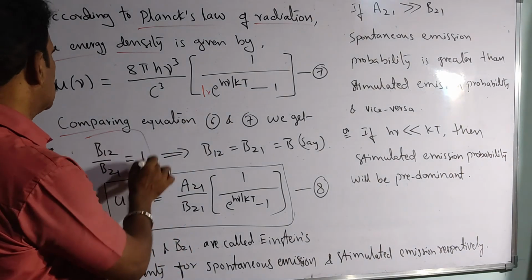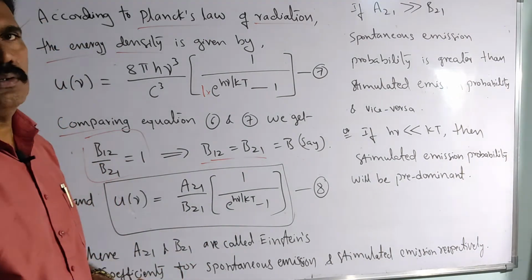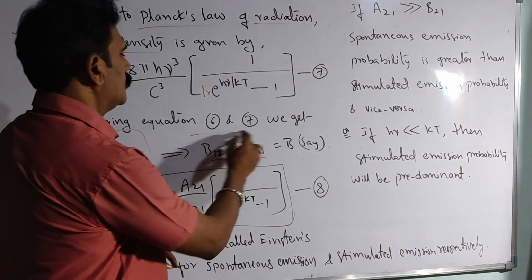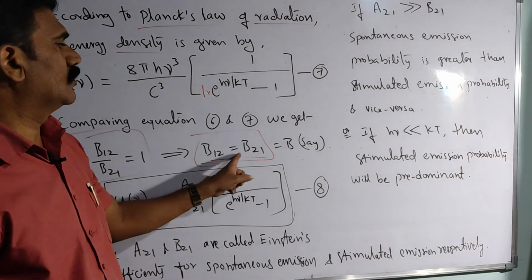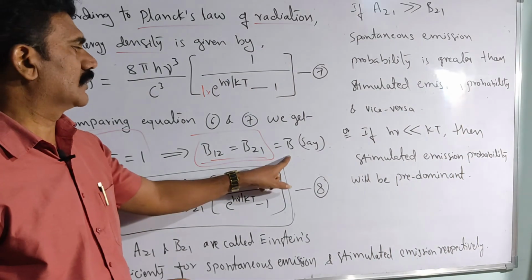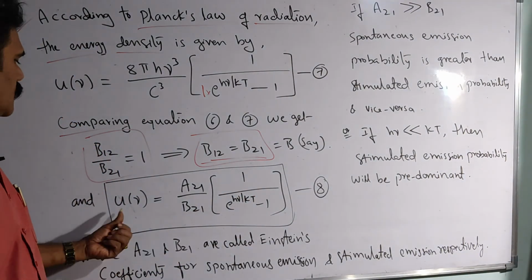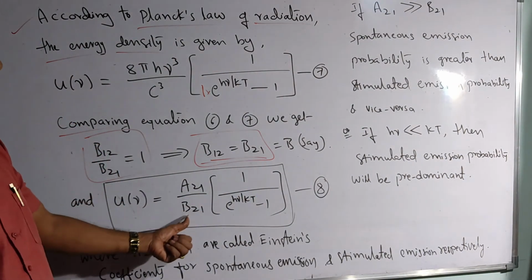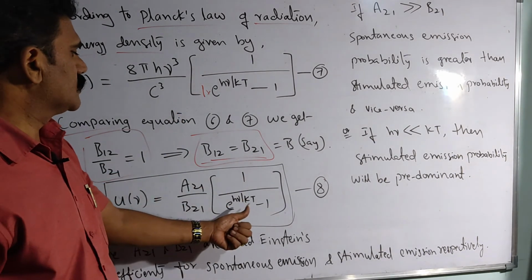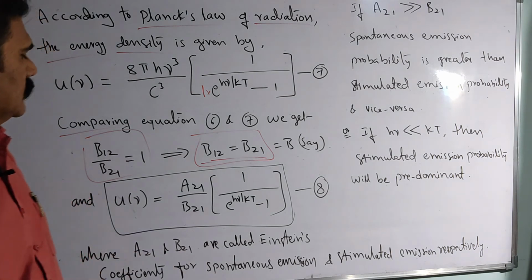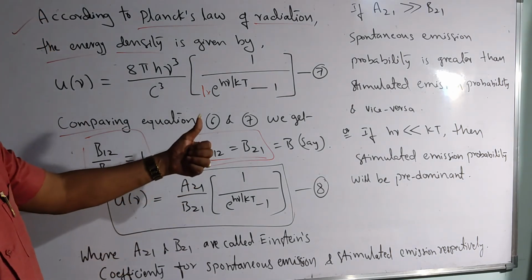Now with this equation I can write B12 is equal to B21, both are equal, right? So no need to consider separate coefficients as B12 or B21, both can be considered as a normal constant, that is B only. Okay, so now the equation is u of nu is equal to A21 by B21 into 1 by e to the power of h nu by kT minus 1. That is the equation of u of nu from equation 6 actually.